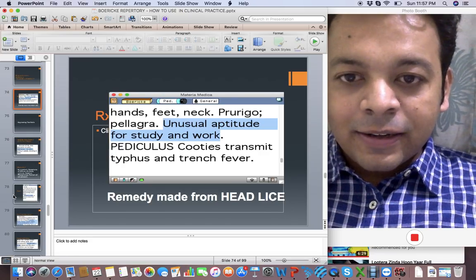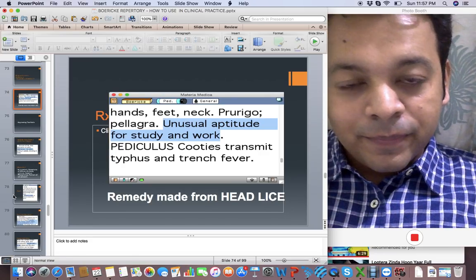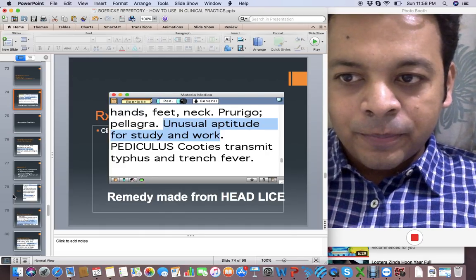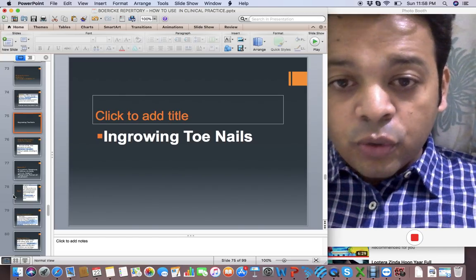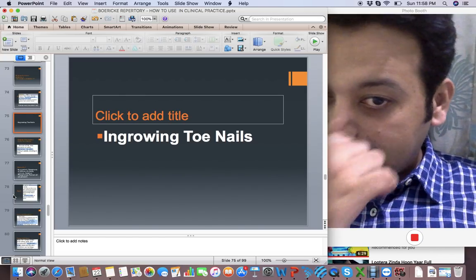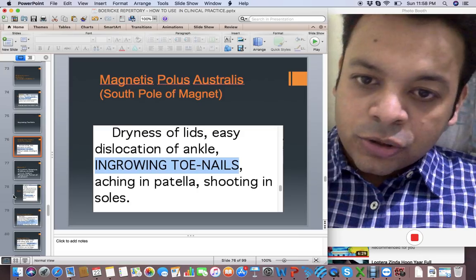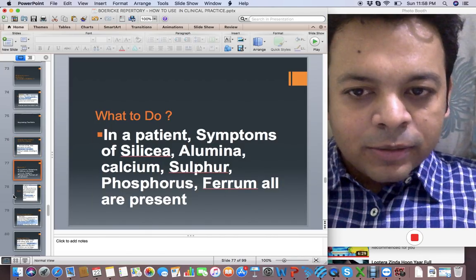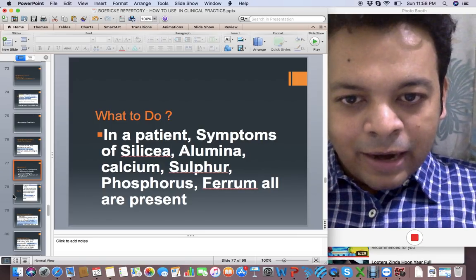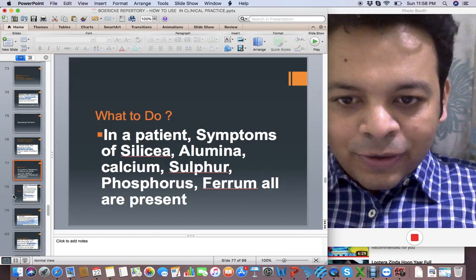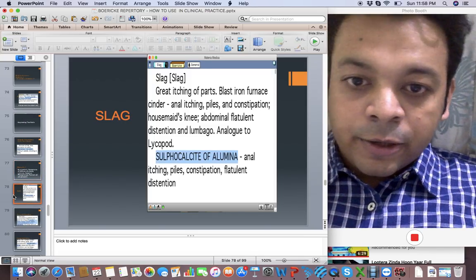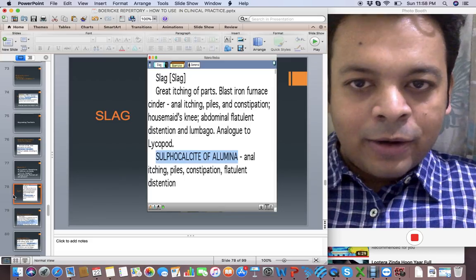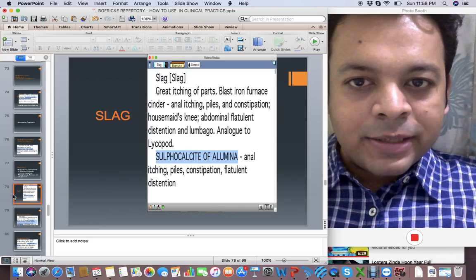Dekhiye kya likha hai. Unusual aptitude for study. It is given in Psorinum relationship. Relationship of Psorinum. Ingrowing toenails. Which remedy is it given in italics? Dekhiye, Magnolia? Suppose sometimes in case you see all symptoms, shyness of silica, dryness of alumina, fear of calcarea, like this. Remember the remedy, Slag, very important remedy, sulfocalcite of alumina. So there are many compound remedies like that you have to study.